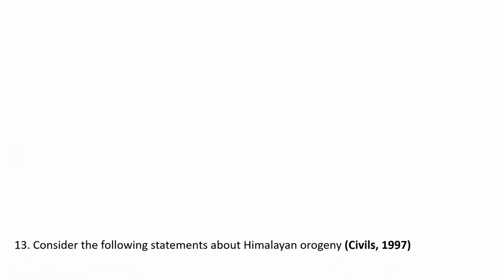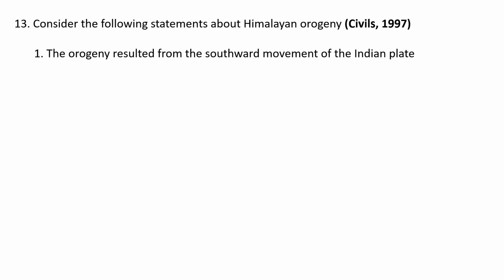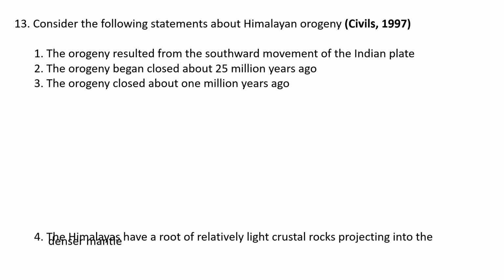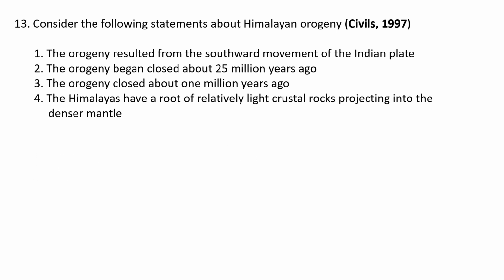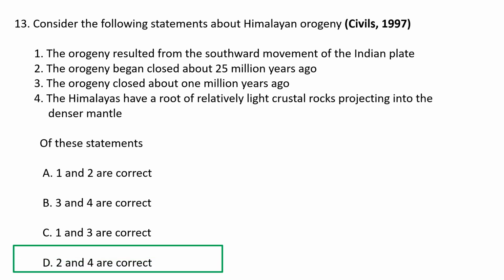Next is, consider the following statements about Himalayan orogeny. 1. The orogeny resulted from the southward movement of the Indian plate. 2. The orogeny began about 25 million years ago. 3. The orogeny closed about 1 million years ago. And 4. The Himalayas have a root of relatively light crustal rocks projecting into the denser mantle. Of these statements, A. 1 and 2 are correct. B. 3 and 4 are correct. C. 1 and 3 are correct. And D. 2 and 4 are correct. So correct answer is 2 and 4 are correct.